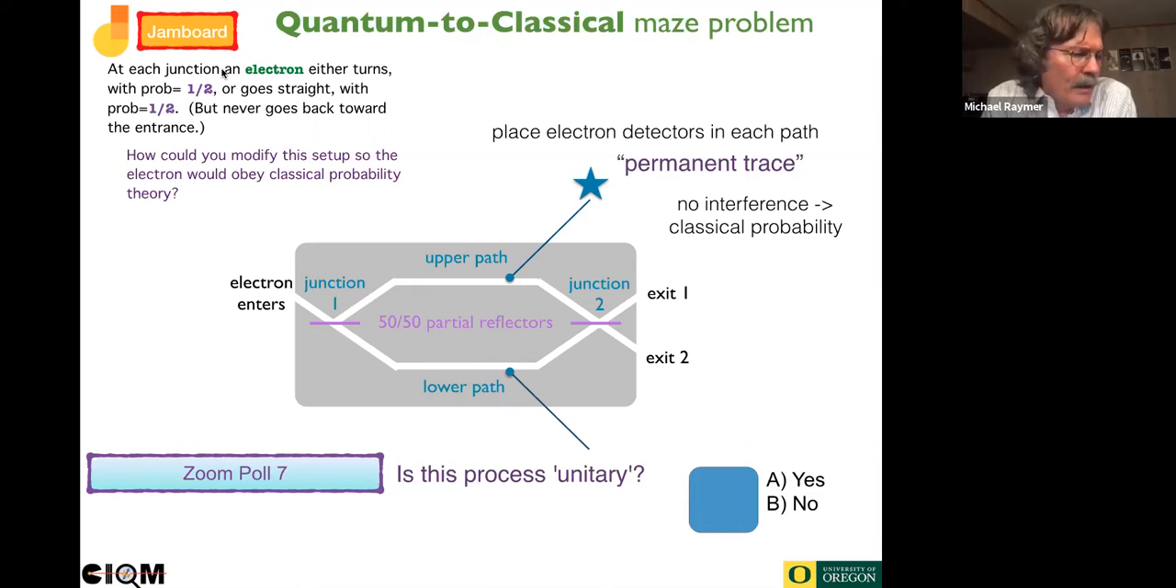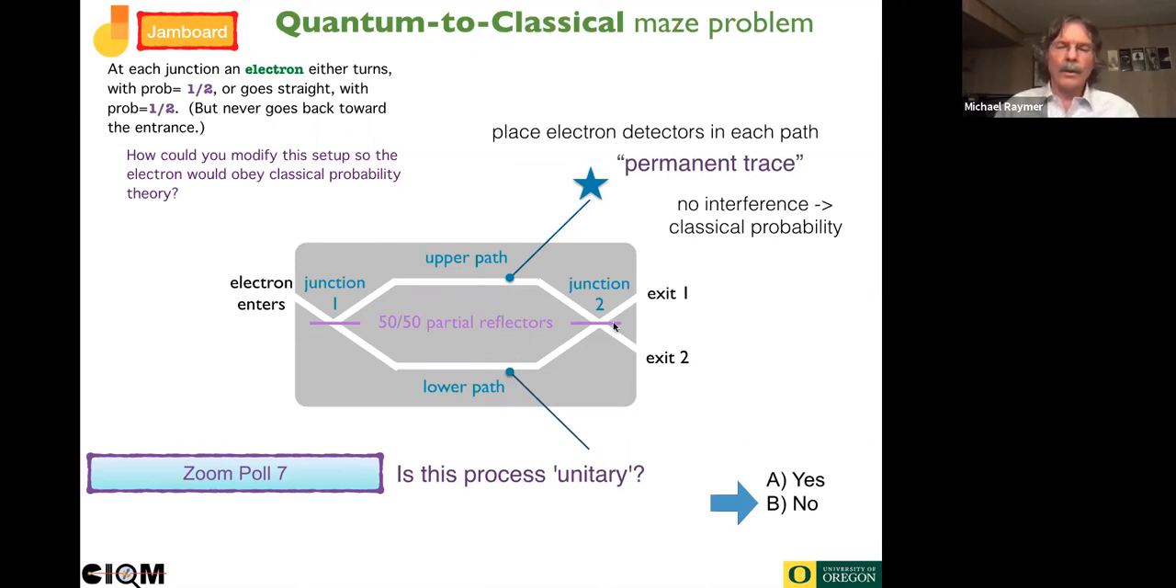So remember, a unitary situation means that you have to use quantum probability theory to correctly predict the probabilities. So I could have asked this question that way, but that's what unitary means. So almost everybody said, no, that is the correct answer. Very good, because when you detect which path the particle has been in, or is now in, that essentially destroys the quantum interference, and we now can use classical probability.